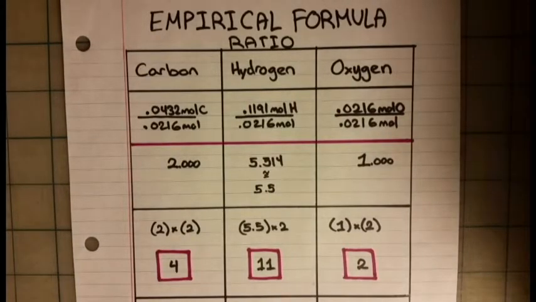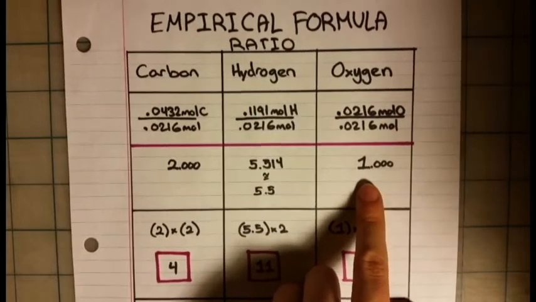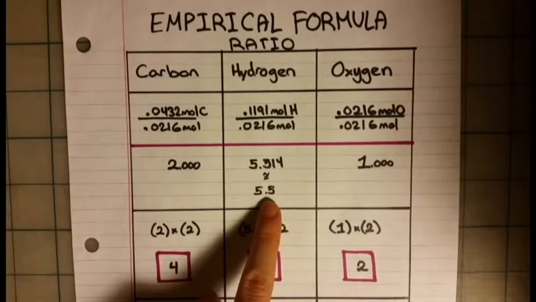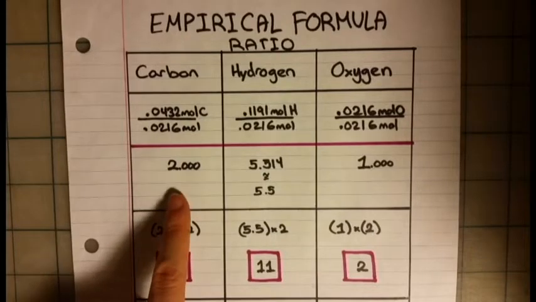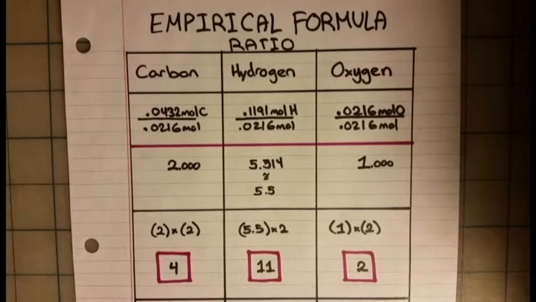To do this, we divide the moles by the smallest mole, which in this case is the oxygen. So the oxygen equals 1, the hydrogen equals about 5.5, and the carbon equals 2. Since 5.5 isn't an integer, we have to find the next multiples for all of them that will work. So I did this by multiplying them by 2. What I got is 4 for carbon, 11 for hydrogen, and 2 for oxygen. This is the final empirical formula.